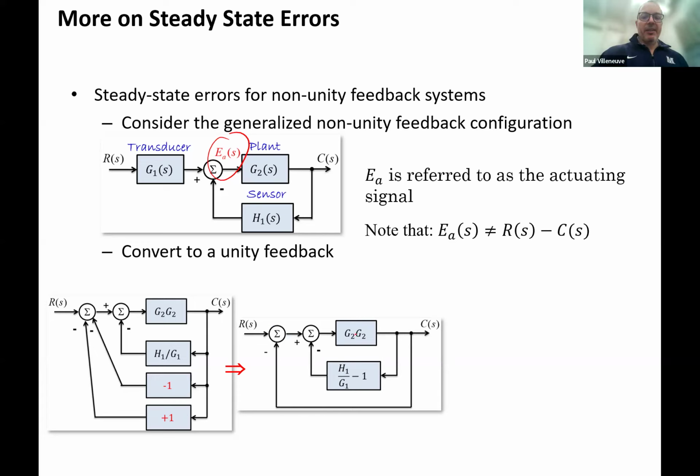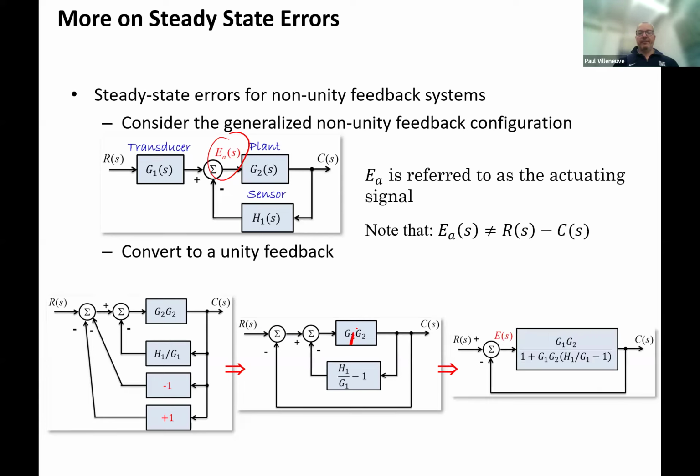There's a typo here. Sorry about that. This is G1, G2. And then you have H1, G1 minus 1. And that is what your system becomes with standard unity feedback. So this here is GC, GP. So you would still do all the work, and then this just becomes your limit function.